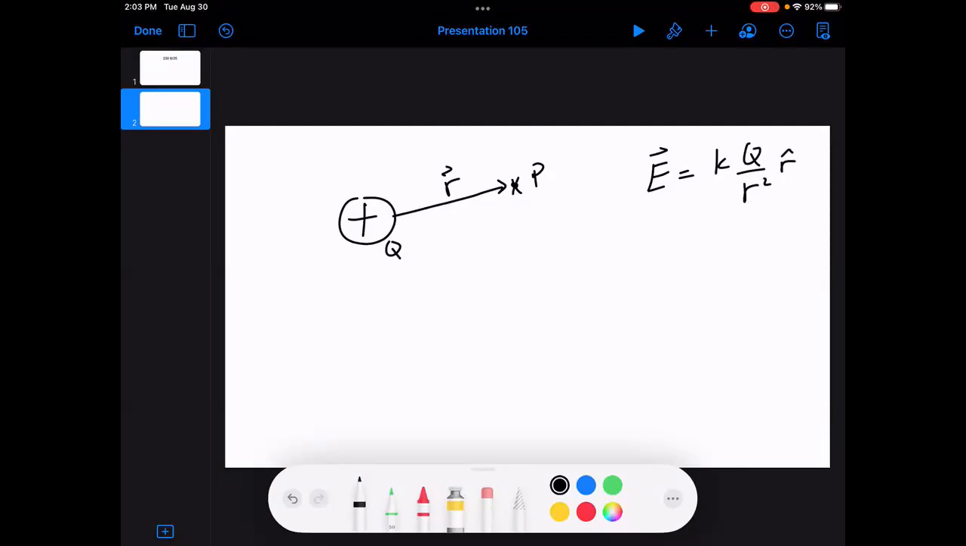So if I have some charge, capital Q, and I say, okay, well, I want to know the electric field due to that charge at this point in space. And so R goes from the charge to that point in space. Is there actually anything at that point in space? Excellent. No. Good.